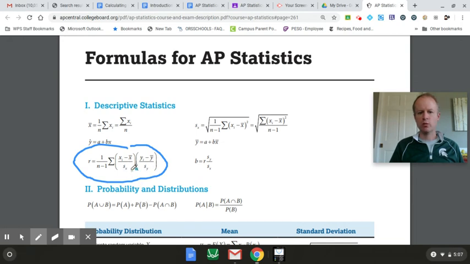Now, rarely will you ever need to calculate all this by hand. And on the AP test, you can use your calculator, but I think there's a lot of value in understanding where this R value comes from and how you calculate it. So that's what we're doing.